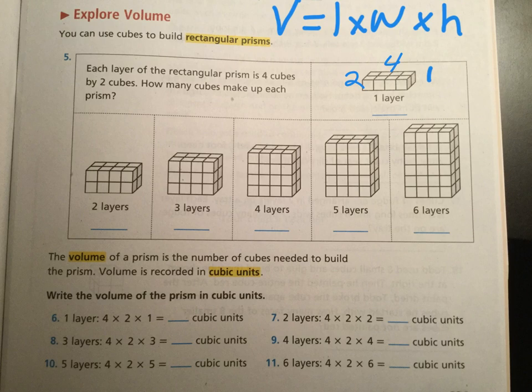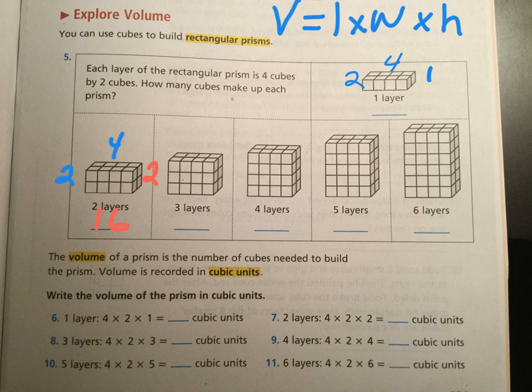Okay, what happens when we have 2 layers? Well, here we have, again, 2 on this side, 4 over here, but now what's the height? The height, which I'll write in red, is 2. So now 2 times 4 is 8, and 8 times 2 is 16. How many cubes are there? Well, there's a row of 8 and another row of 8. 8 plus 8 is also 16.